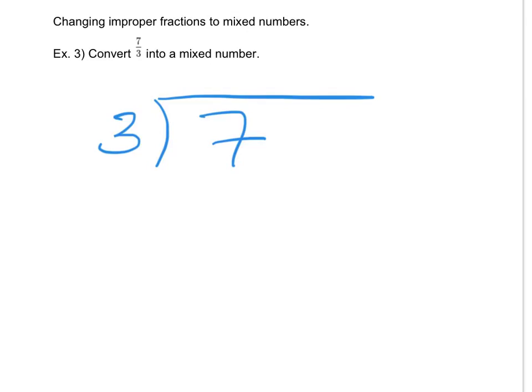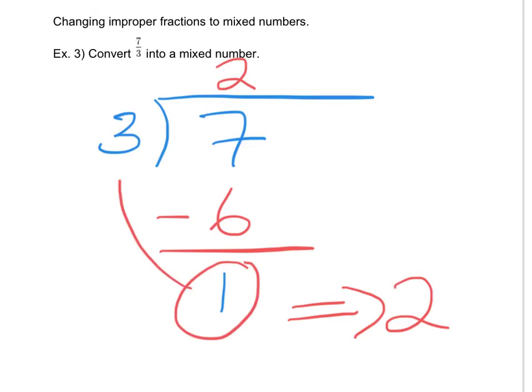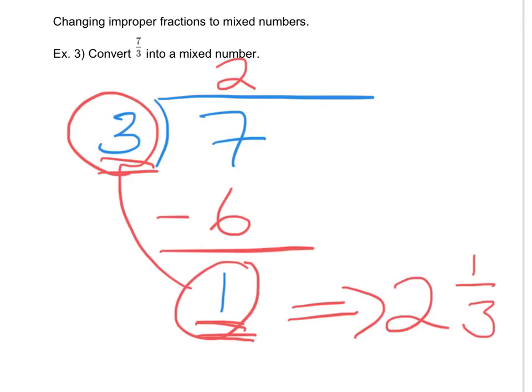So 3 goes into 7 twice. 2 times 3 is 6. You put down the 6 and you subtract. You get 1. Now, 3 goes into 1 how many times? Well, 3 doesn't go into 1. Okay, so that's our remainder. So what we do is, our answer, we have 2, we have 1 left over, and we're dividing by 3. 2 and 1 over 3. Okay, so here's your 1 over 3. So you put your remainder over your divisor.